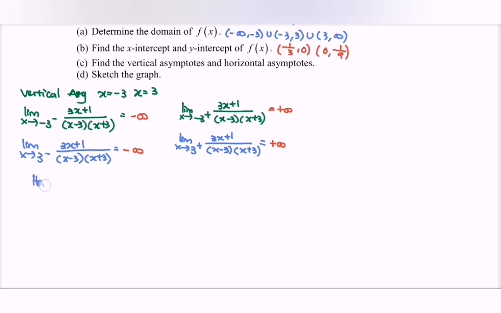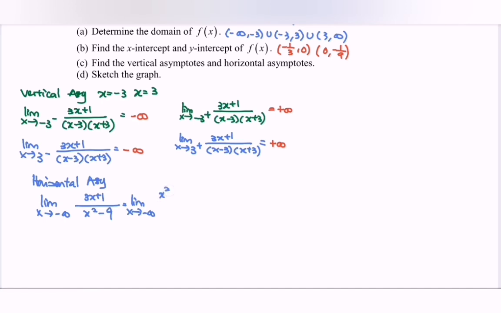Next, we need to determine the horizontal asymptote. Limit when x approaches negative infinity for the function 3x plus 1 over x squared minus 9. If we substitute negative infinity, we will have an indeterminate form. So what we are going to do is divide by the highest power of the denominator. Here we have to factor out x squared, because referring to the denominator, the highest power will be x squared.